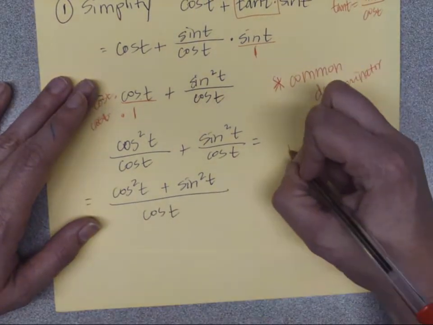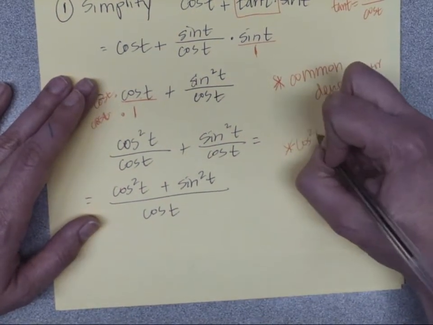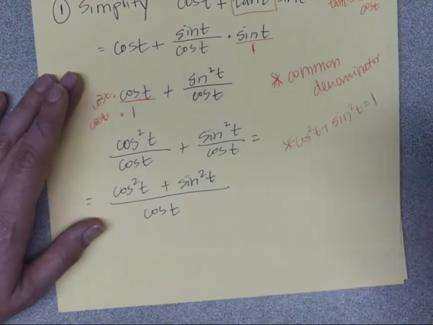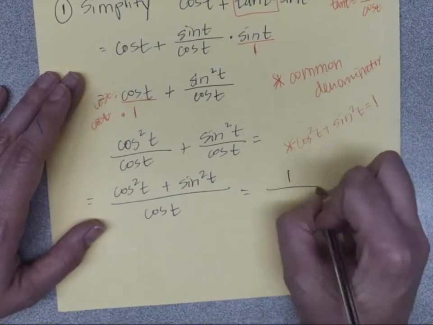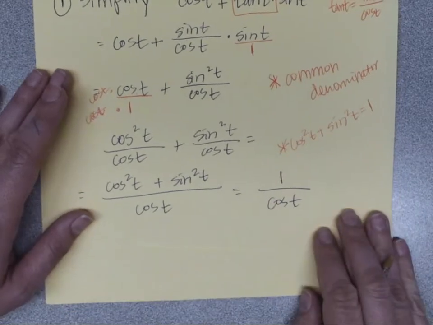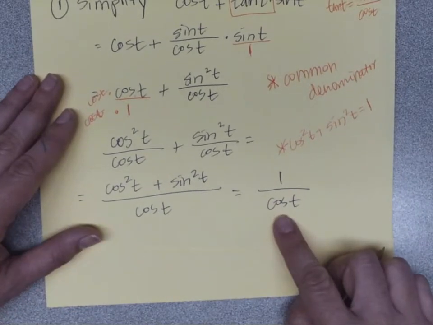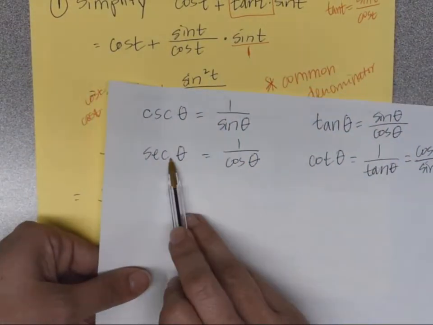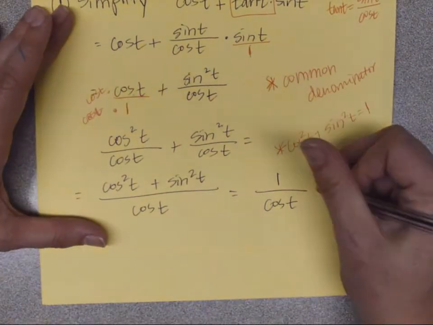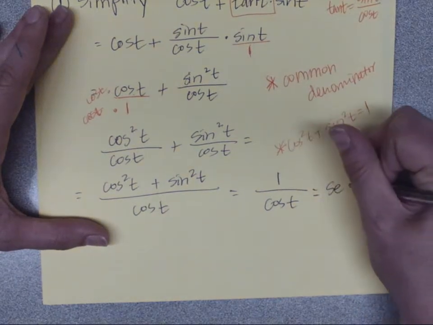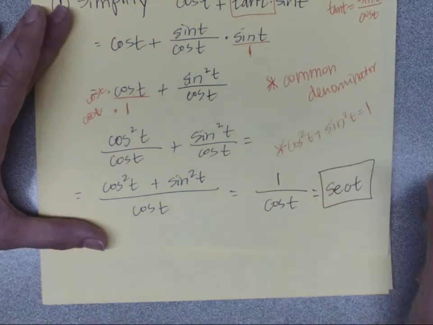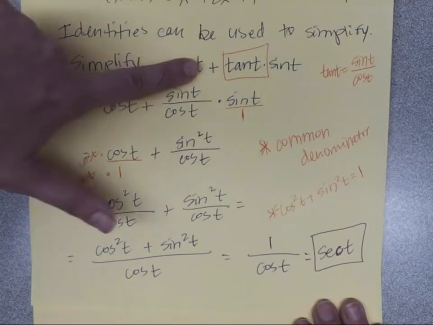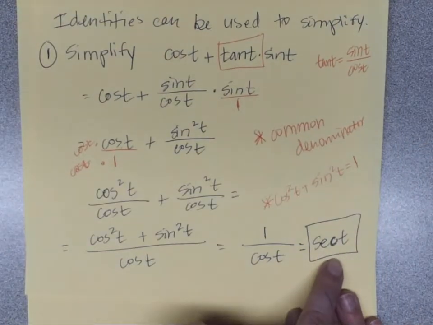Okay, so I'm gonna make a little note. Cosine squared t plus sine squared t equals 1. So this now becomes 1 over cosine of t, and that should be something you know that you can make a little bit easier. Just a reminder, 1 over cosine is the same thing as secant, so this whole thing equals secant of t. Okay, so I went from these two terms just to one term here.